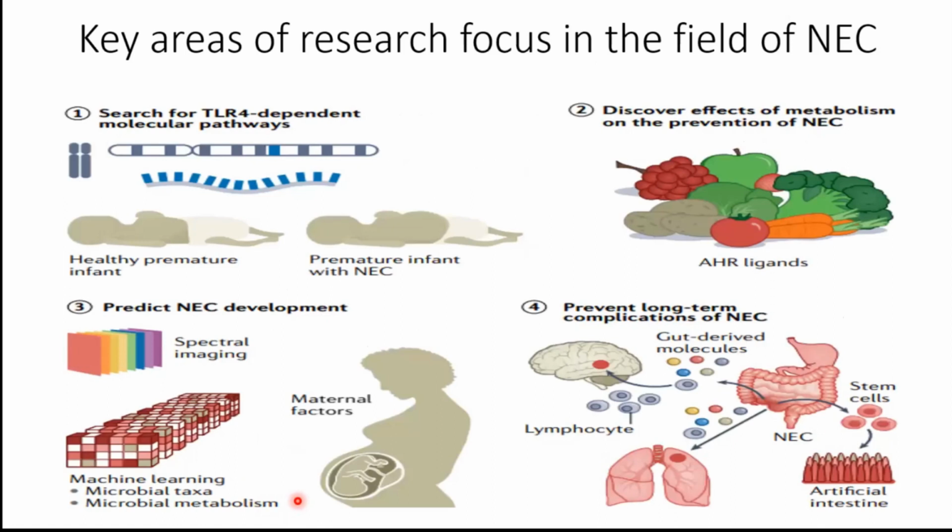So the field of NEC has seen major advances over the past decade. To move this field forward, 4 major areas of research need to be addressed. These include, first, search for TLR4-dependent molecular pathways, second, discover effects of metabolism on the prevention of NEC, and third is prediction of NEC development along with focus on maternal factors, and fourth is prevention of long-term complications of NEC.